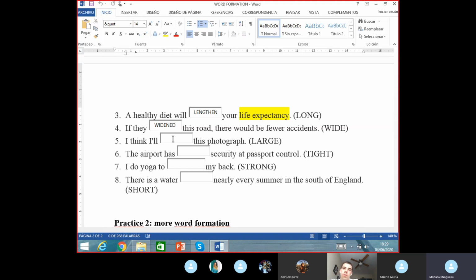5, I think I'll enlarge this photograph. I'm going to make it bigger. 6, the airport has tightened security at passport control. So I need the participle, the third column, ed, because it is present perfect, okay? I do yoga to strengthen my back. 8, there is a water shortage nearly every summer in the south of England. Okay, so it's easy.